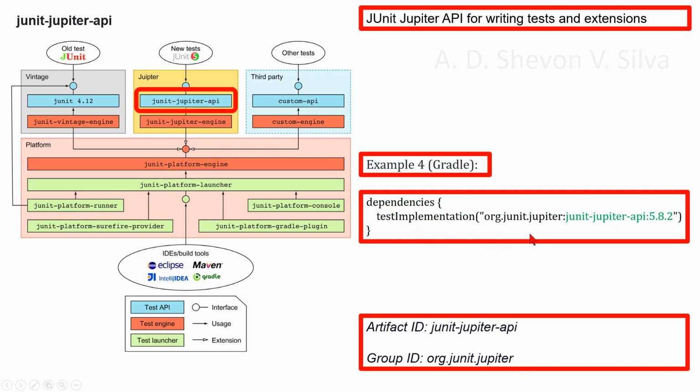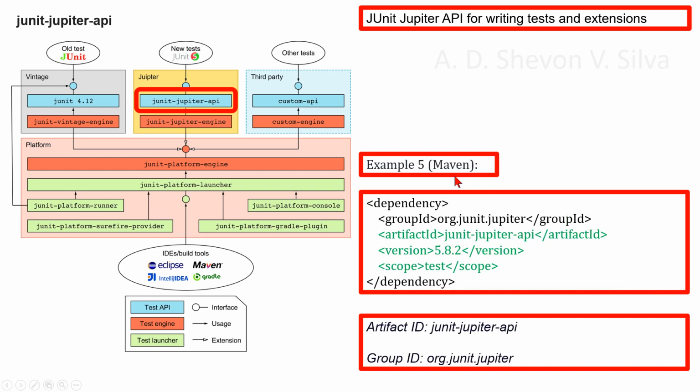Here you can see the artifact ID junit-jupiter-api. This is in the group org.junit.jupiter. As an example 5, we can consider this Maven segment. You can see the artifact ID junit-jupiter-api here. This is in the group org.junit.jupiter. Here the version 5.8.2 and scope is test.